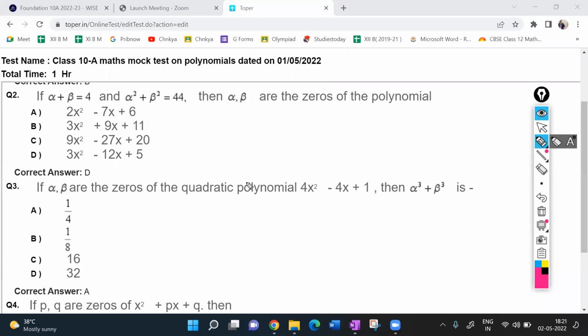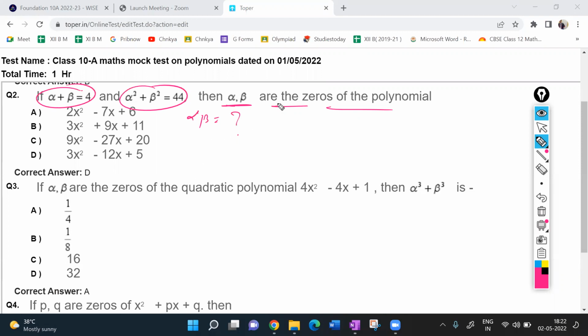Okay, no problem. Look at this here. Alpha, beta are the zeros of the polynomial we are having here. Alpha plus beta is given, alpha square plus beta square is given. So I do not know the alpha beta value. How can I find out the alpha beta value?